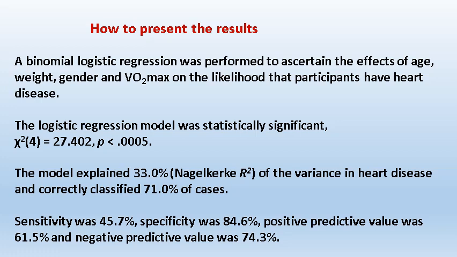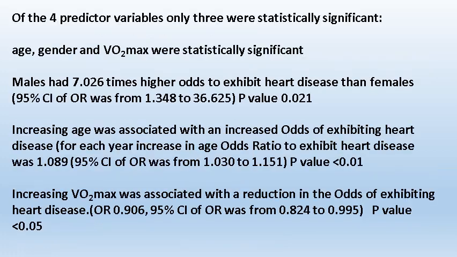Okay, we made a table of true positive, true negative, false positive, false negative. Do you remember? Based on that, sensitivity of the model was 45.7%, specificity was 84.6%, positive predictive value was 61.5%, and the negative predictive value was 74.3%. Okay, of the four predictor variables, only three were statistically significant. What were statistically significant? Age, gender, and maximum aerobic capacity were statistically significant.